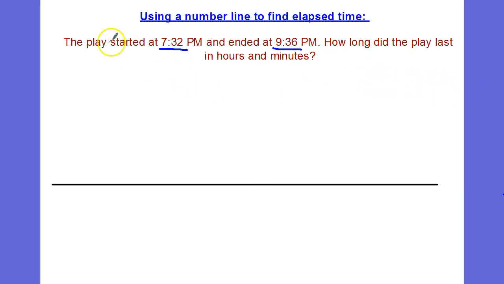So first of all, let's go ahead and read through our word problem here. The play started at 7:32 p.m. and ended at 9:36 p.m. How long did the play last in hours and minutes?